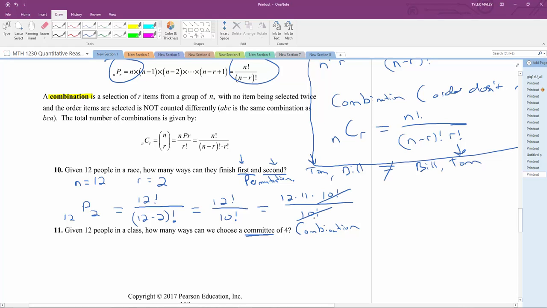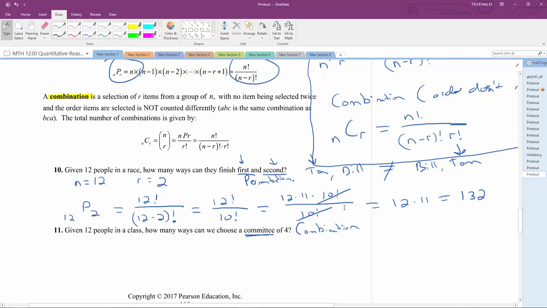So these reduce out, right? They can divide out. So we're left with simply 12 times 11, which is 132, right? So there's 132 ways that 12 people can finish a race in first and second.